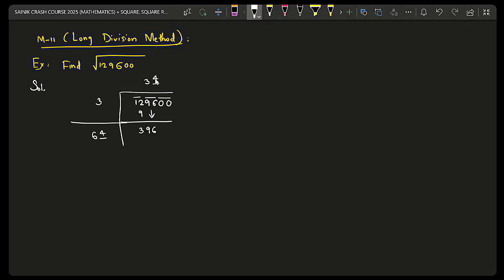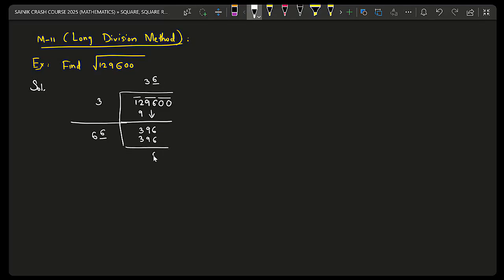64 into 4, 256, still less. Let's use 5. 65 into 5, that is 325, still less. If you use 66 into 6, that will be 396, exactly what we are getting. So we may get exactly equal or less than. So we can take 6 also. 66 into 6 will be 396 exactly.